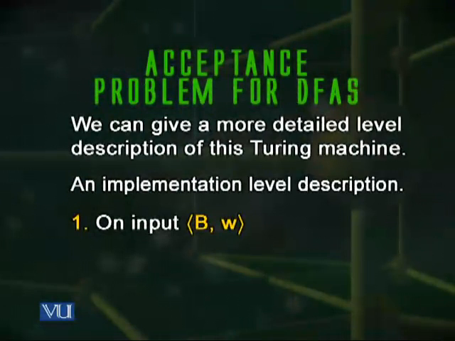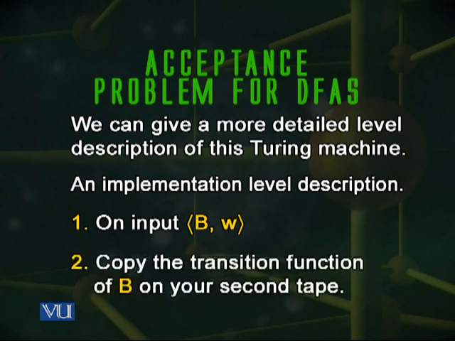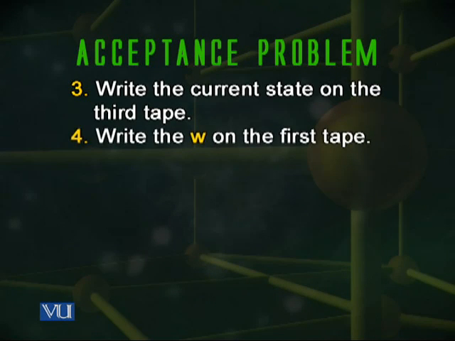Suppose we have an input which is B, W, where B is a description of a DFA and W is a string. First of all, we will have a Turing machine which uses multiple tapes. We will use 3 tapes in order to solve this problem. First, we'll copy the transition function of B onto the second tape of the Turing machine. Then we will write down the current state on the third tape. Then we will take the first tape of the Turing machine and write W on it.